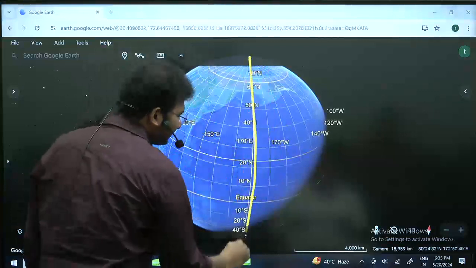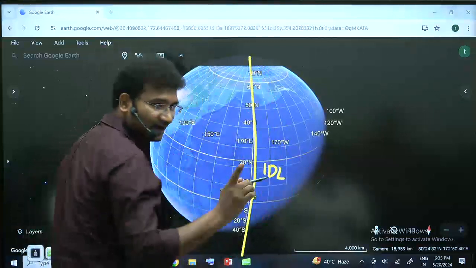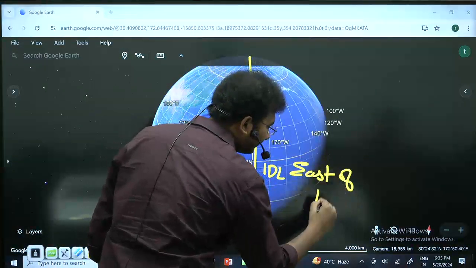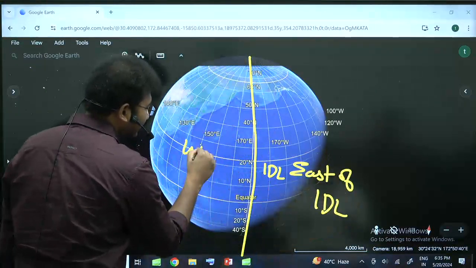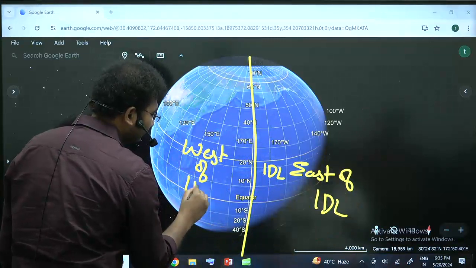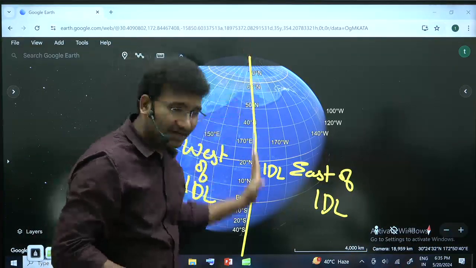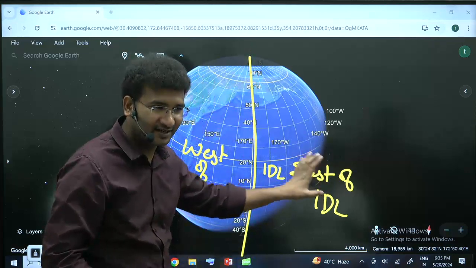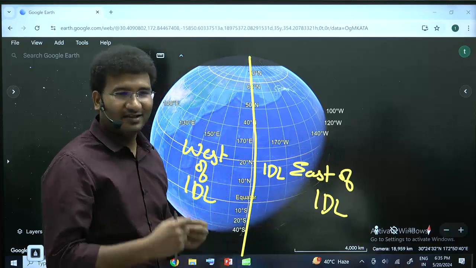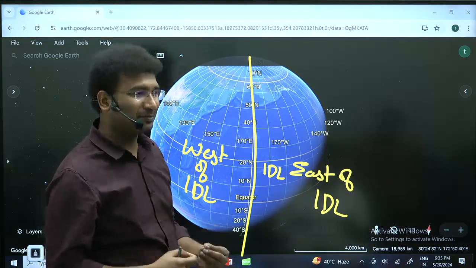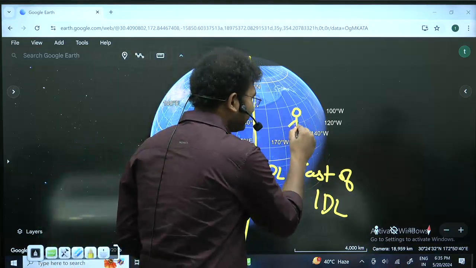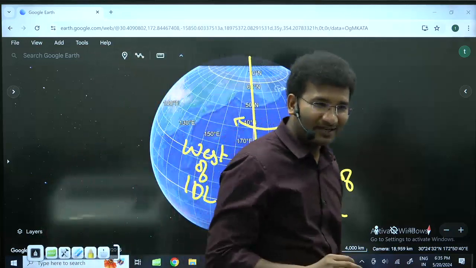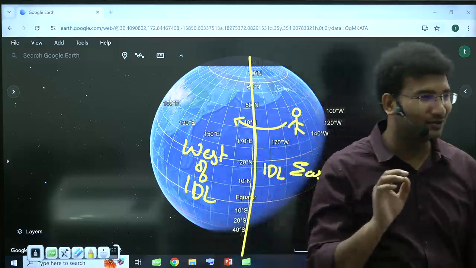If this is international dateline, IDL, I'll call this as east of IDL and this is west of IDL. ठीक है? I'm taking the international dateline as the reference point. I'll call this as east of international dateline, west of international dateline. If suppose, if I'm moving from east to west of the international dateline, am I gaining the day or am I losing the day?